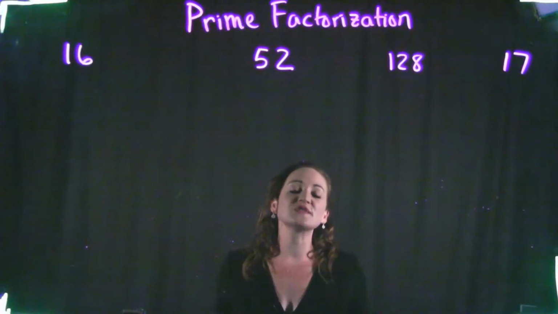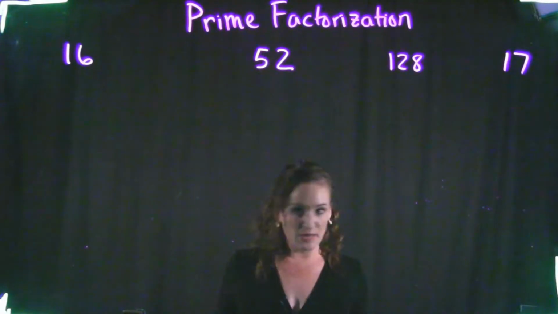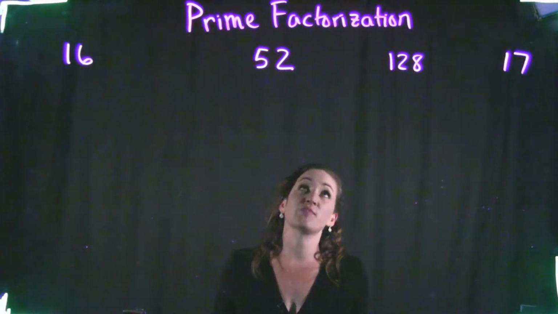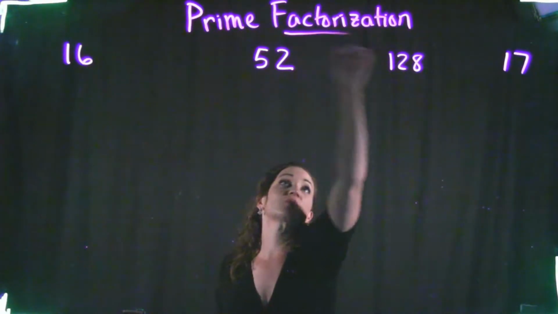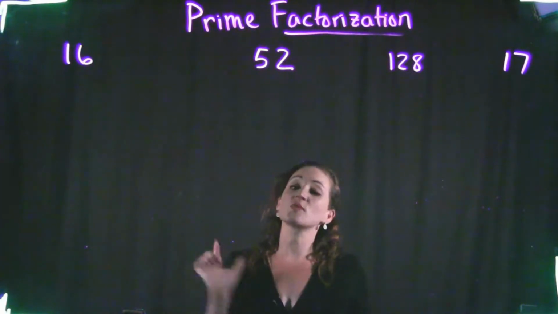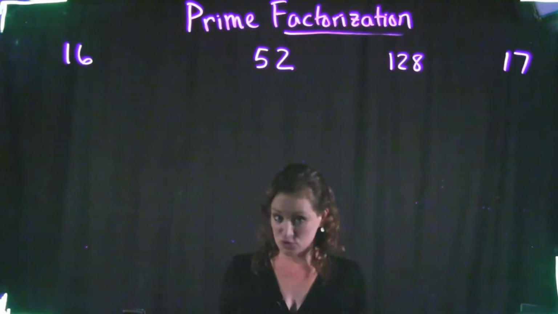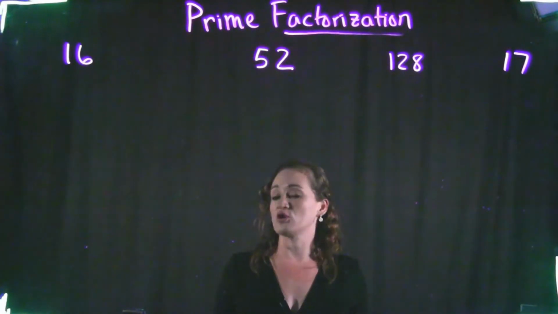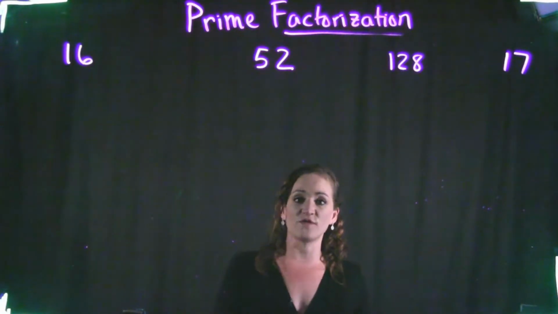Hey guys, so this video is going to focus on how to write a prime factorization of a number. So essentially when it comes to prime factorization, first off let's start with the word factorization. The word factor just means a multiplication of something. A prime number is a number that can only be multiplied by itself and 1.